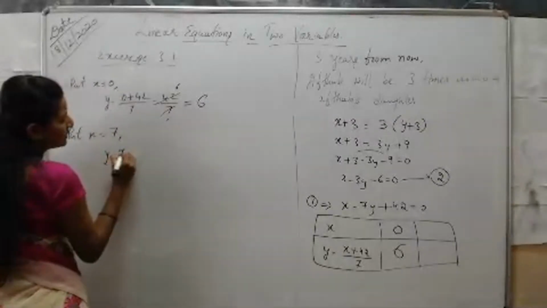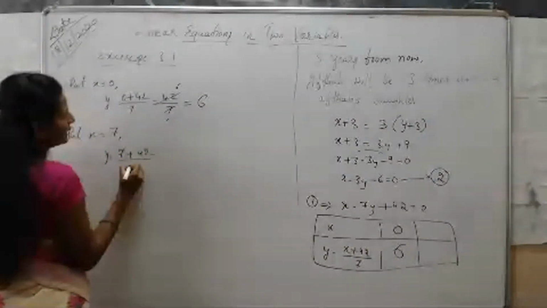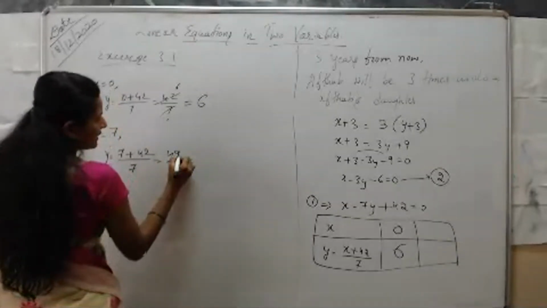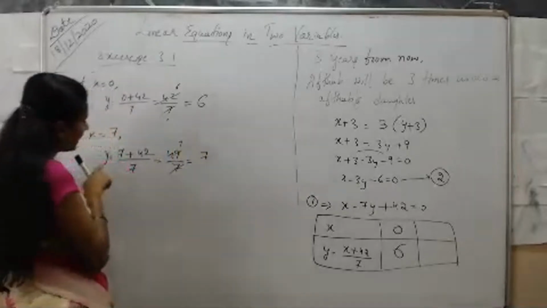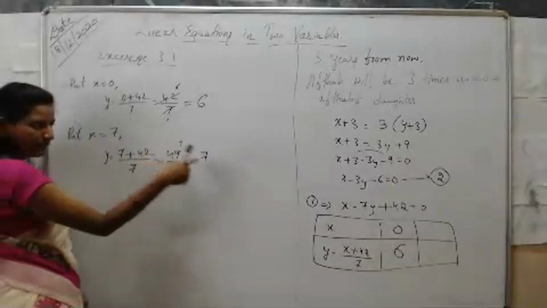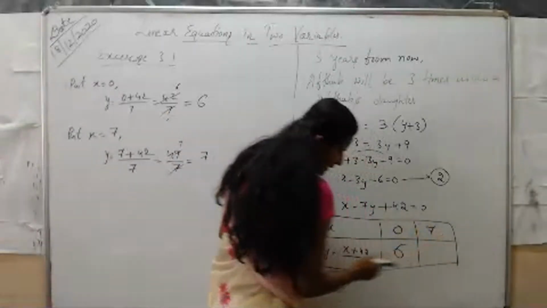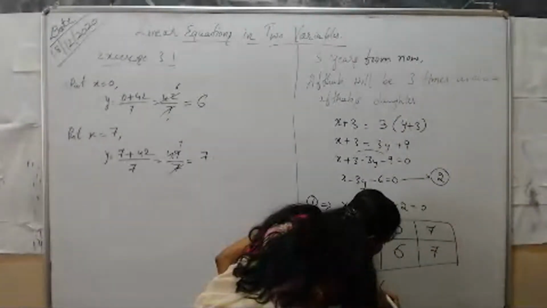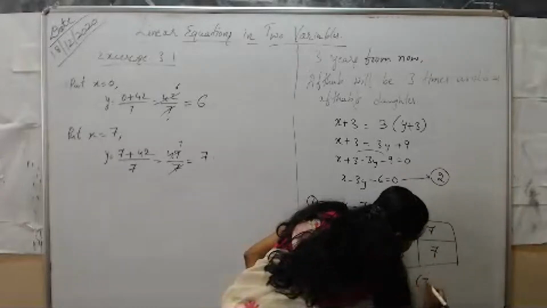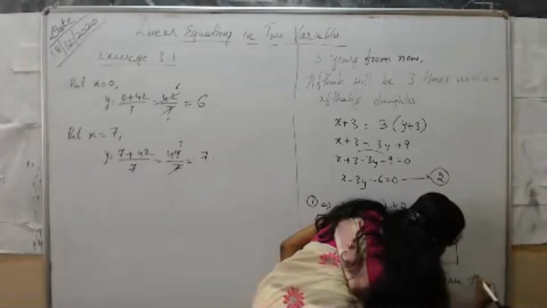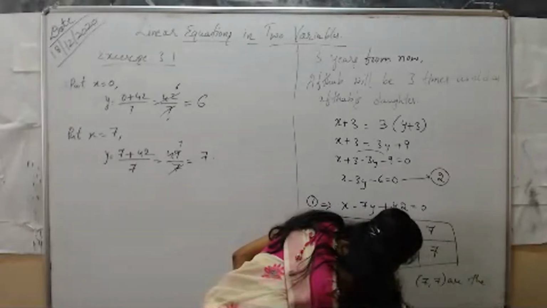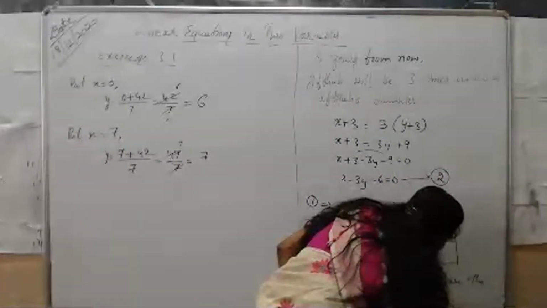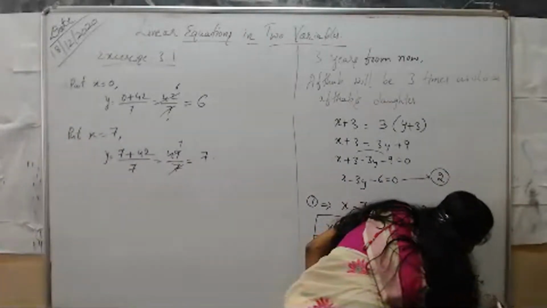y is equal to (7 plus 42) by 7, that is 49 by 7, which is equal to how much? 7 ones are 7. So what is the value of y for x is equal to 7? 7. When you put x is equal to 7 in this equation, you will get y is equal to 7. So what are the solutions here? (0, 6) and (7, 7) are the solutions of what? Equation 1. What is equation 1? x minus 7y plus 42 is equal to 0.